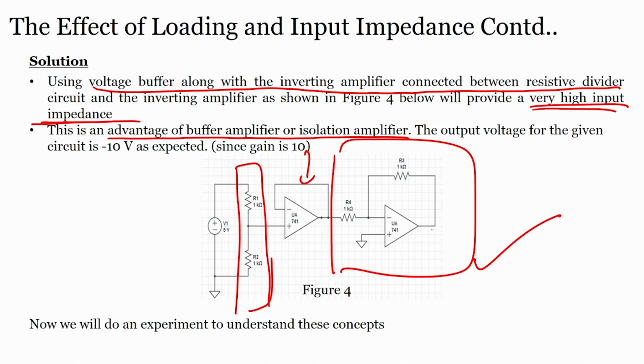The output voltage of the given circuit is minus 10 volts as expected. Because it is an inverting amplifier, the output would be minus 10 volts here at the output. Is it correct? Let us see, 1 volt here, it goes here, minus 10 volts, is it correct, right. So, now let us do the experiment. We will do the experiment to understand these concepts. We have understood the effect of loading. Let us do some experiments.